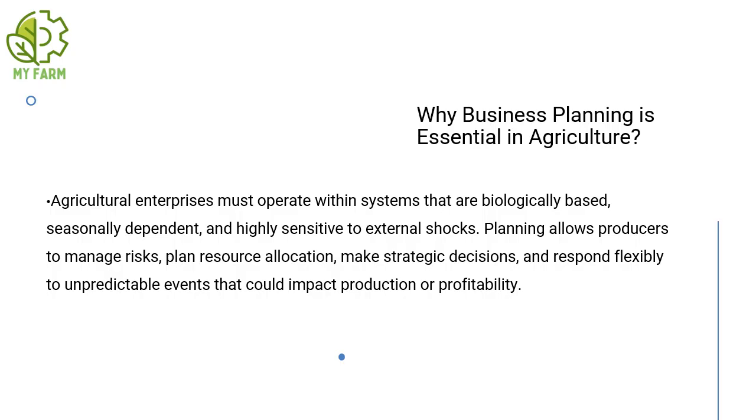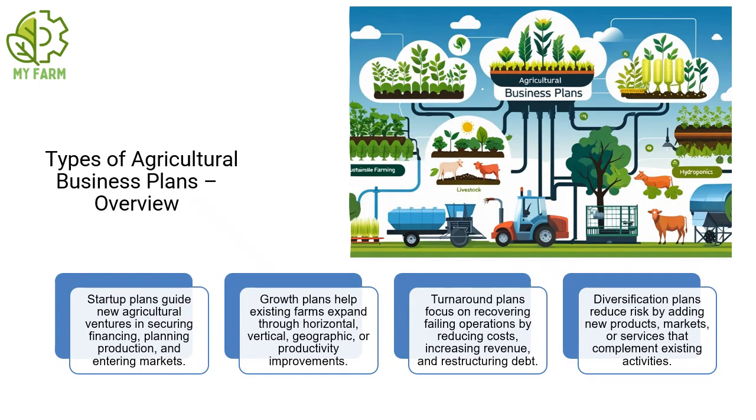Why is business planning essential in agriculture? Agricultural enterprises must operate within systems that are biologically based, seasonally dependent, and highly sensitive to external shocks. Planning allows producers to manage risks, plan resource allocation, make strategic decisions, and respond flexibly to unpredictable events that could impact production or profitability. There are several types of agricultural business plans, each designed for a different stage in the life of a farm or agribusiness.